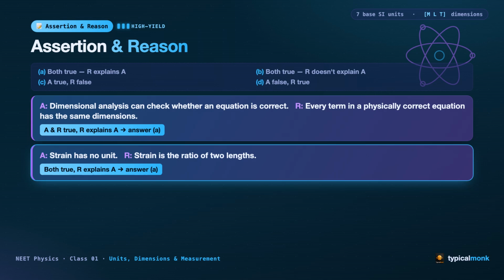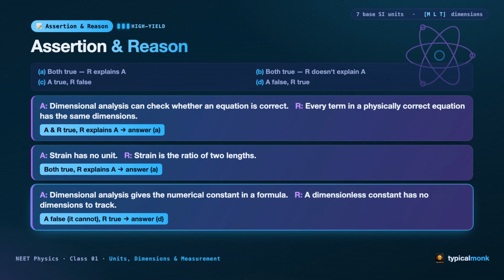Second one. Assertion: strain has no unit. Reason: strain is the ratio of two lengths. Both are true. And here the reason is the very cause. A length divided by a length cancels completely, leaving a pure number. Both true. Reason explains. Option A.